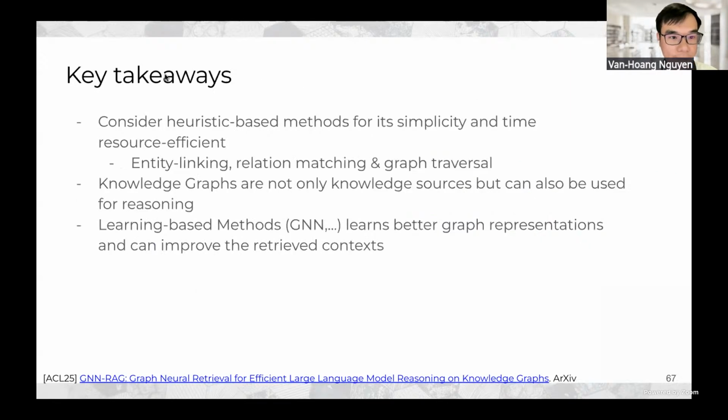Okay, so the key takeaways are that we can also consider the heuristic-based methods for their simplicity and resource efficiency: entity linking, relation matching, and graph traversal. Knowledge graphs are not only knowledge sources, but they can also be used for reasoning. And finally, learning-based methods such as GNNs can help us learn better graph representations and improve the retrieved context.